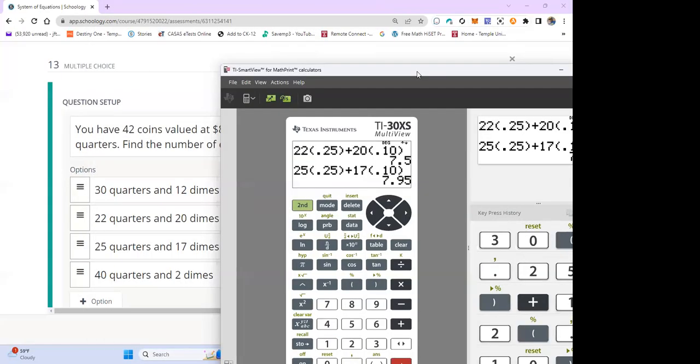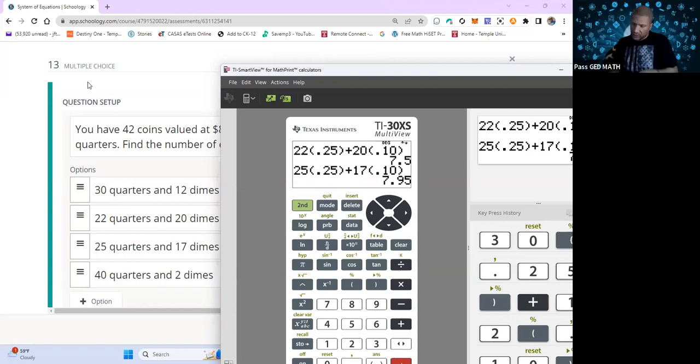If we would have done this algebraically, it would have taken us at least 5 minutes. Okay. So system of equations, Valencia, did I answer your questions?